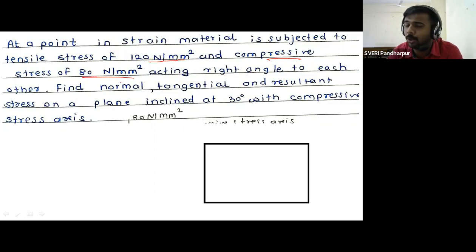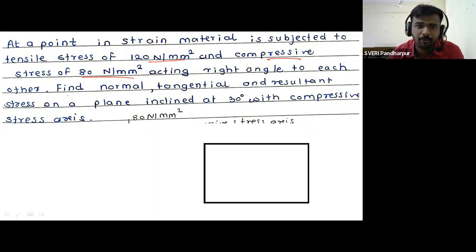But already I have told the maximum value will be considered as sigma x and minimum value will be considered as sigma y. So here sigma x is equal to 120 tensile, sigma y is equal to 80 Newton per mm square compressive, and both are acting at right angle to each other. Look, sigma x and sigma y are perpendicular to each other. You can observe in the figure.